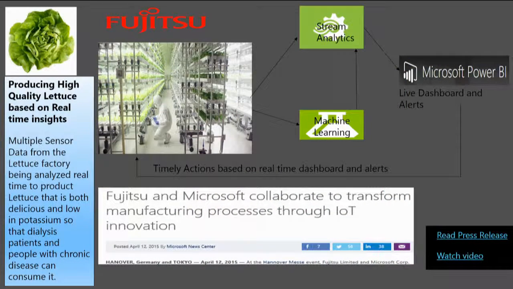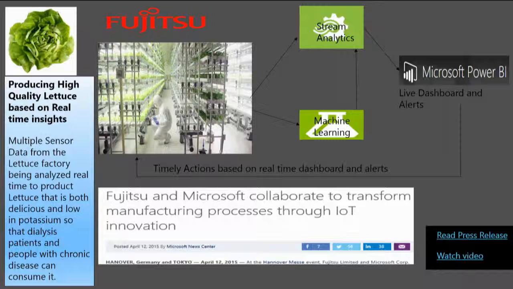Along with this, the next thing I wanted to do: did any of you attend Satya's keynote? In his keynote, he probably talked about the smart lettuce that Fujitsu is doing. This is yet another scenario where customers are working with us to do real-time analytics. What Fujitsu is doing is creating this lettuce for specific health reasons, because people want low potassium in this lettuce. In order to create lettuce with low potassium, there are a bunch of environmental issues that you need to work with, right?